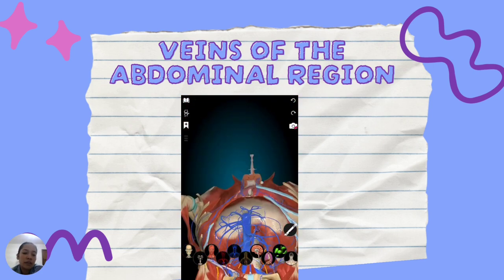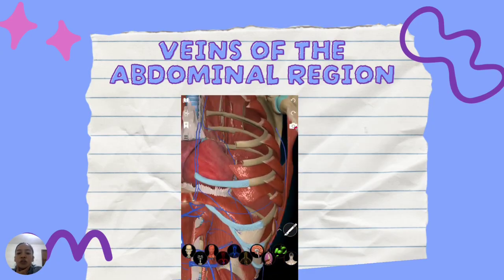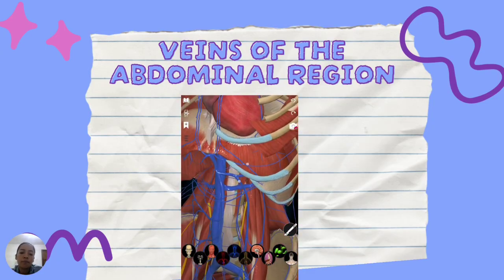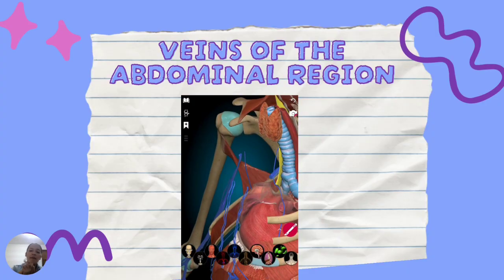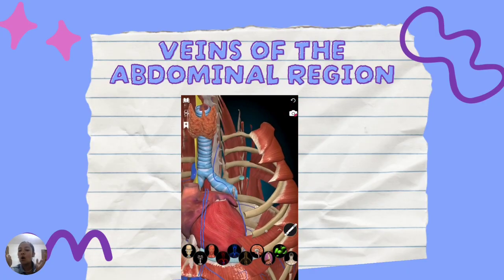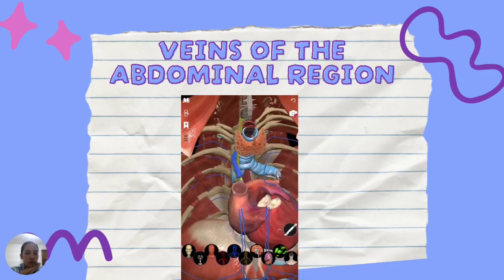On its way, it receives its tributaries, that is the renal veins, and at the level of L2 we have the hepatic veins, which carry blood already processed in the liver, and then we also have the gonadal veins, the testicular and the ovarian, that work to drain the reproductive organs.